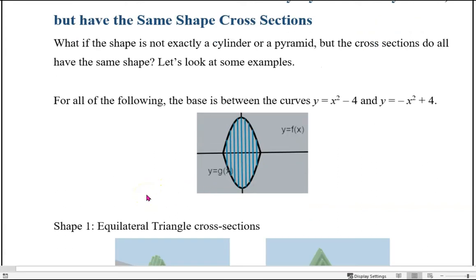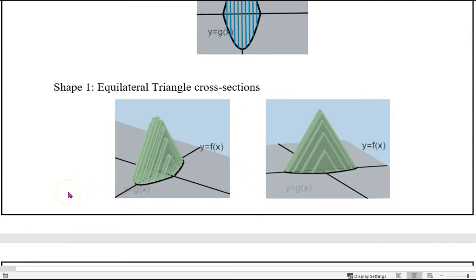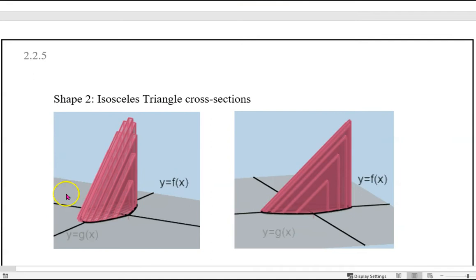When we have equilateral triangle cross sections, what that means is they are rising up off the page, and here you can see in the background your downward opening parabola and your upward opening parabola on the bottom, and these equilateral triangles that are rising up off of it. Here's a side-on view that gives you the shape of the equilateral triangle a little bit better. Now, what if we had instead isosceles triangle cross sections? Would that change the shape? And the answer is yes, of course it would.